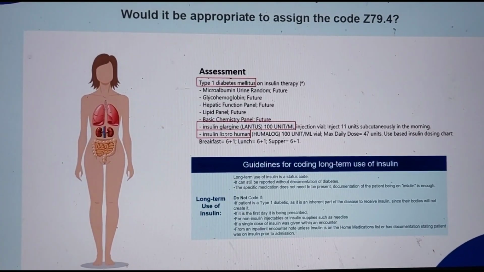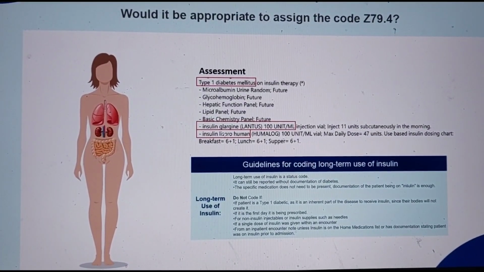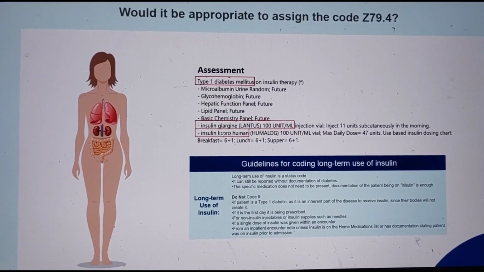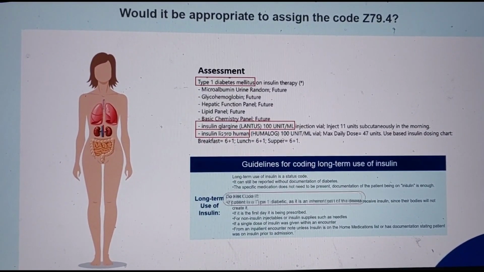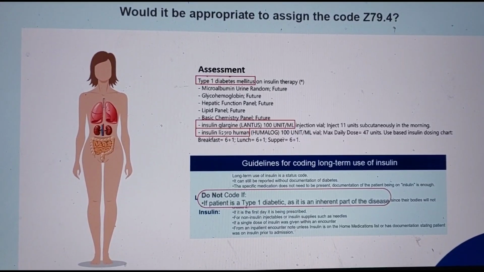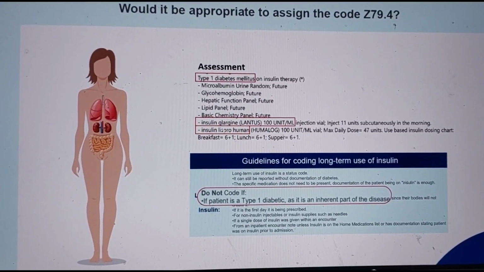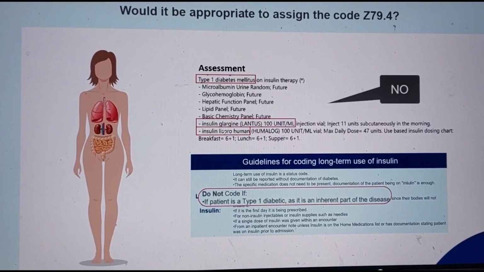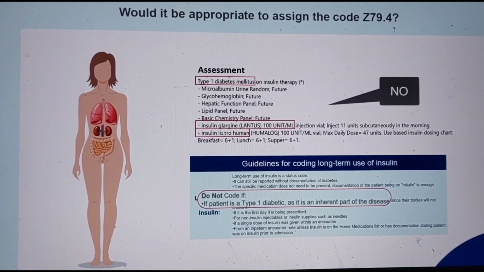Finally, let's look at Lily's case, who is a type 1 diabetic patient. Would it be appropriate to assign the code Z79.4 for this case? As per the coding guidelines for long-term use of insulin, it is not necessary to code Z79.4 for type 1 diabetes, as it is an inherent part of the disease.